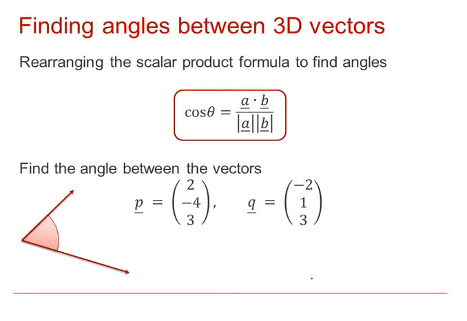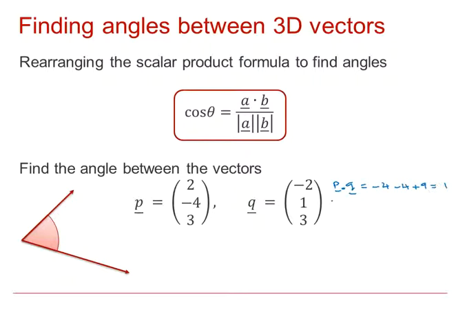We can use the same rearranged formula for cos theta to find the angle between three-dimensional vectors. So again, I'm going to look for p dotted with q. So p dotted with q is minus 4 plus 3 threes are 9. So that gives us 1.